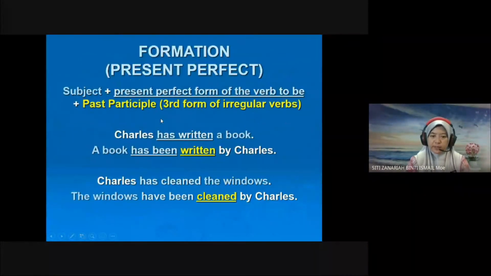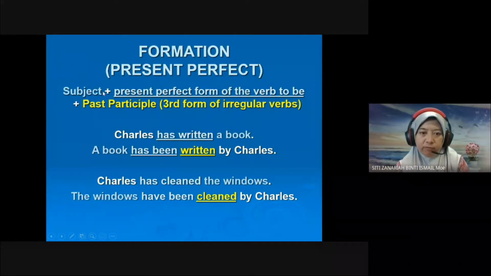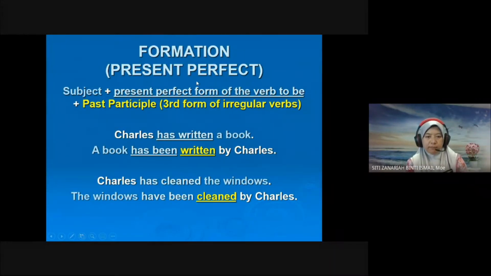Okay, that's all for today's practice. I hope you can differentiate the use of active voice and passive voice, whether it is in the present perfect, past or future. These are the things you have to remember: subject plus present perfect, past perfect or future perfect, and add the past participle. The past participle is very important, so refer to pages 175 to 176. If possible, you have to memorize all this.